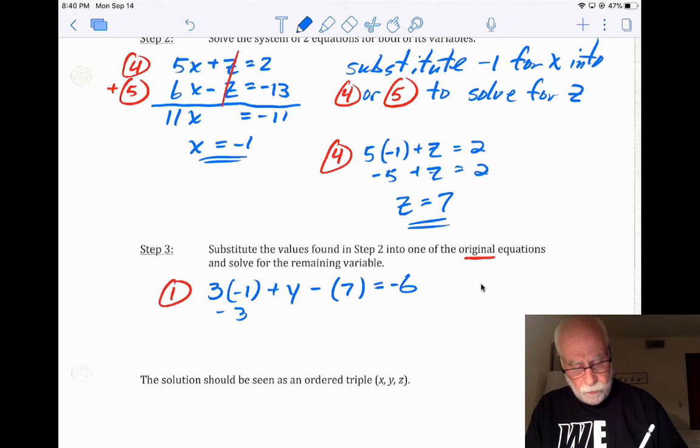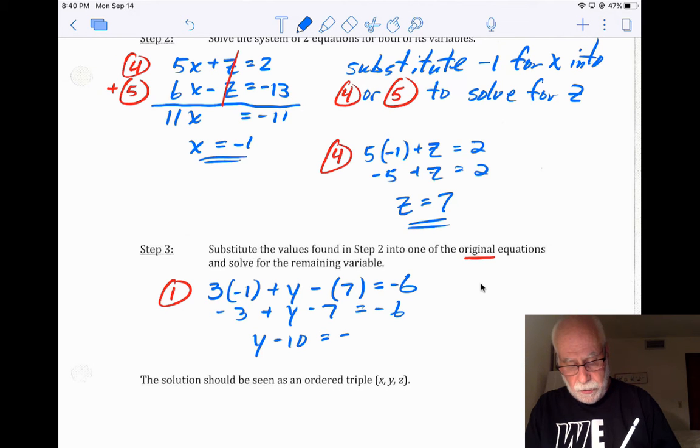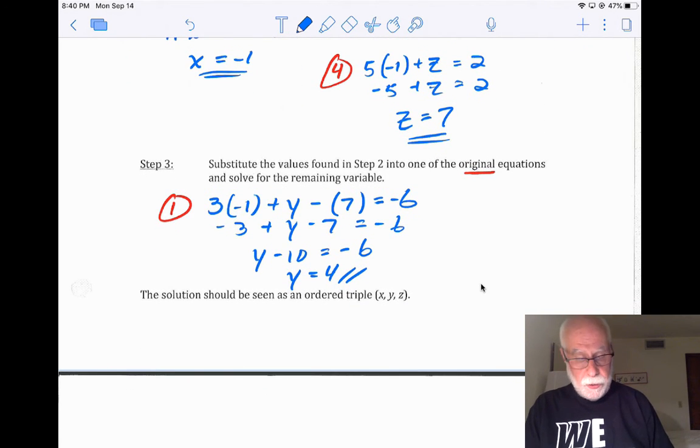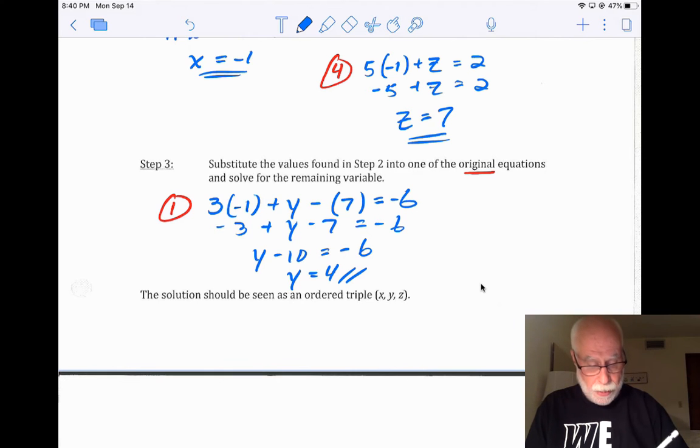So I'll have negative 3 plus y minus 7 is equal to negative 6. I'll get that y minus 10 is equal to negative 6. And again, I'm going to add 10 to both sides of the equation, and I'll get that y is equal to 4. All right, so then again, I told you we should write it in xyz form as an ordered triple. Our x was negative 1.